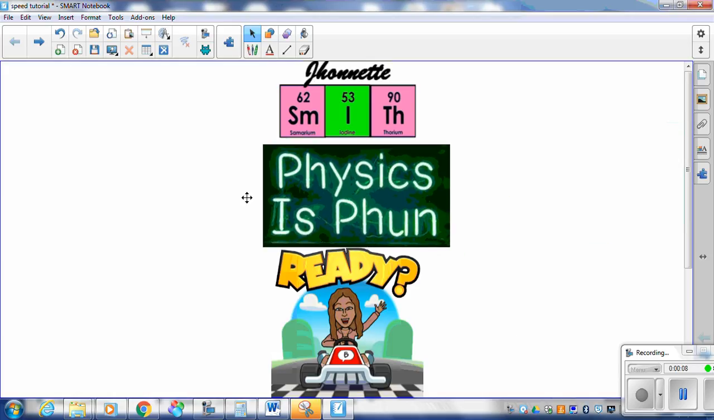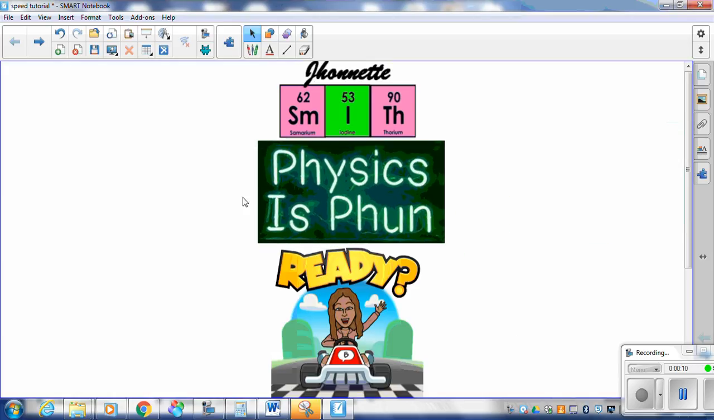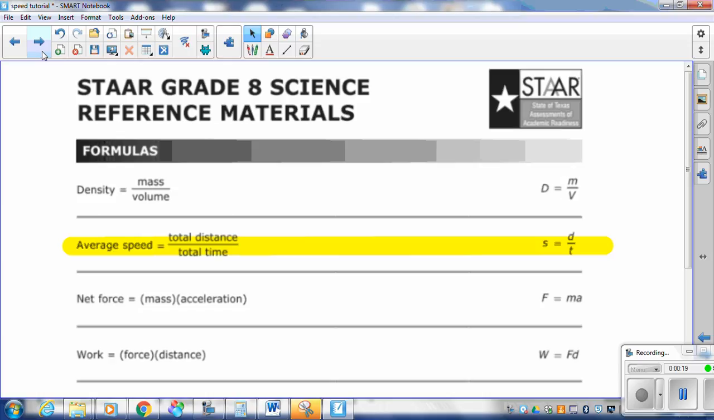Now, physics is fun, but physics is one of the most difficult sciences because a lot of math is involved with formulas and equations. So if you remember our song, physics has many formulas you need, but don't worry, they're on your formula sheet. So you can use this formula sheet on the STAR test, any district assessment, quizzes in class.